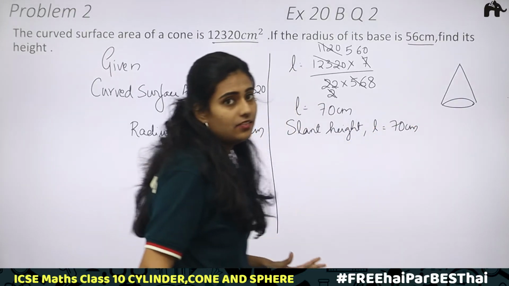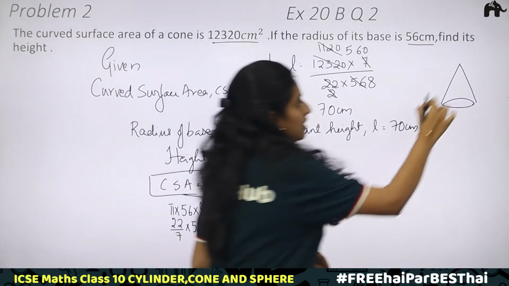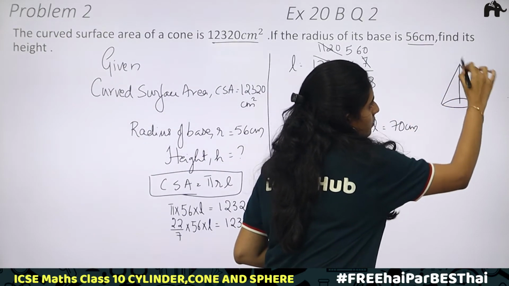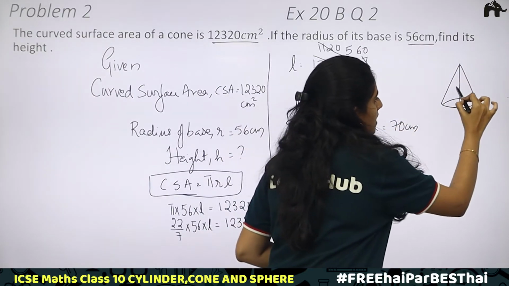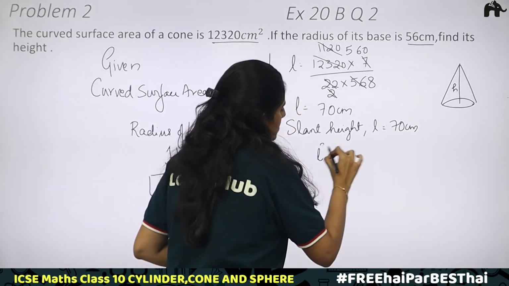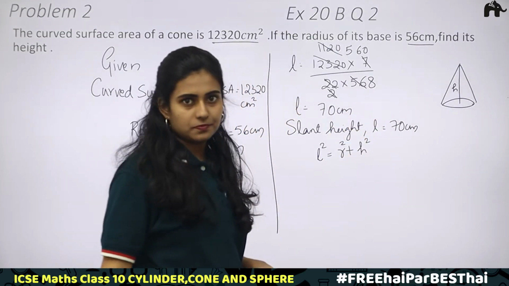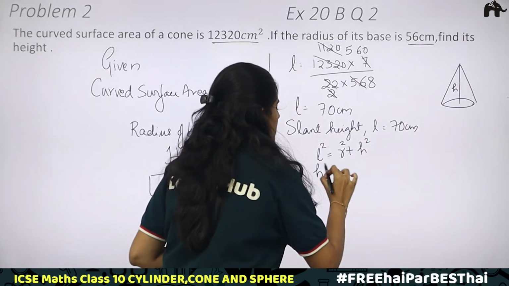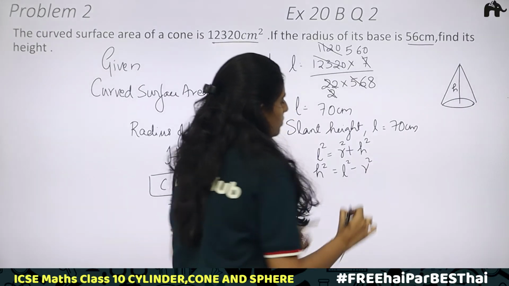Is it the slant height that we need to determine? No, right? We should find the actual height of the cone. This is the actual height. So we have determined this slant height. We need the actual height h. How to find? We have L square is equal to R square plus h square. Okay. Then h square is L square minus R square.